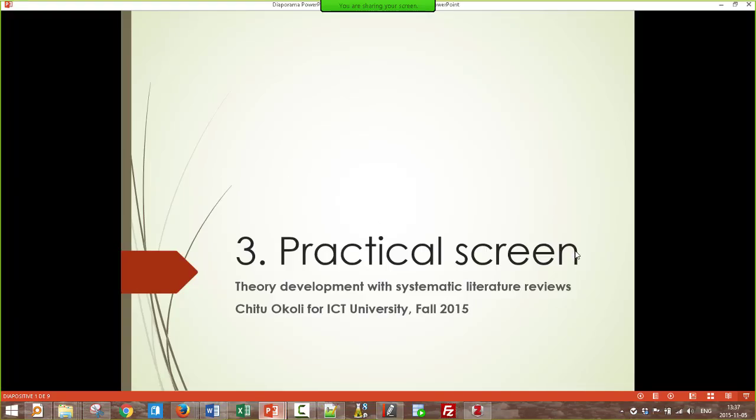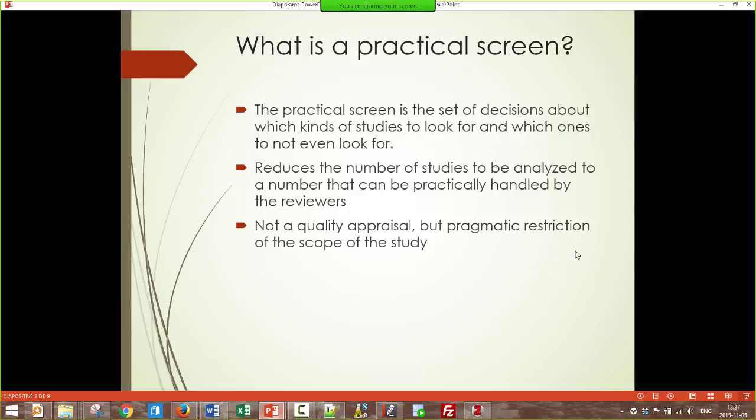So with the practical screen, first, what is a practical screen? The practical screen is a set of decisions about which kind of studies to look for and which ones to not even look for.